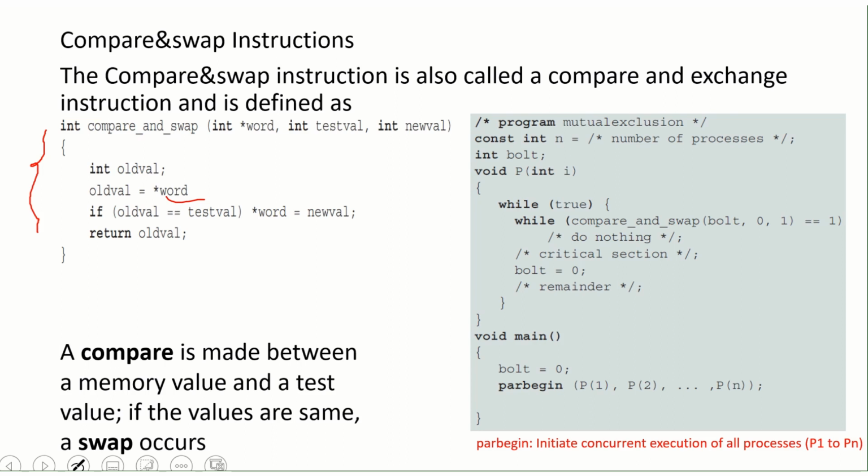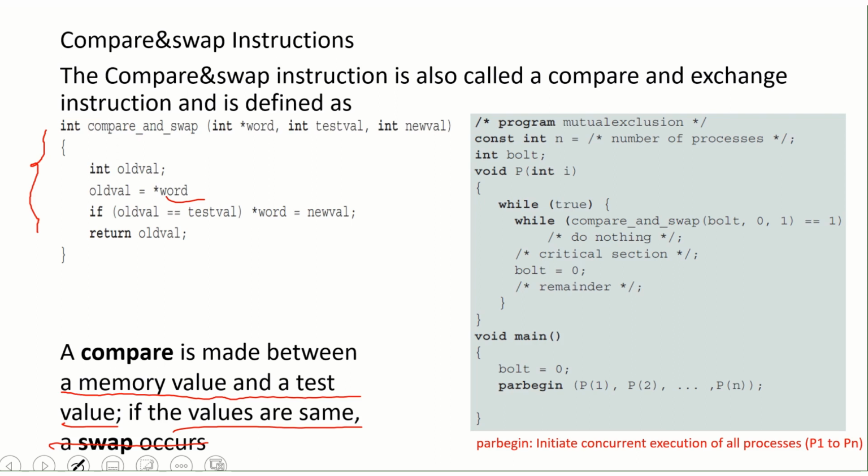It means a compare is made between the memory value and a test value. If the values are the same, a swap occurs, meaning the exchange will occur, else it will remain unchanged. The entire compare and swap function is carried out automatically. In another version, a boolean value true is written if the swap occurred, else false is written.